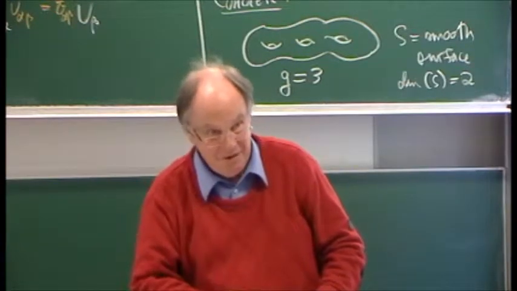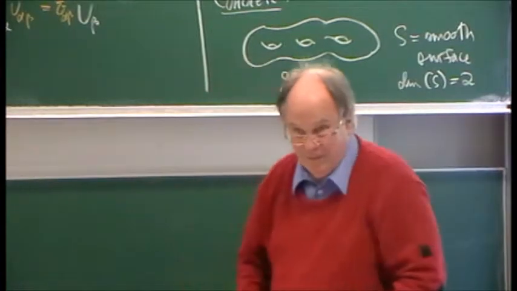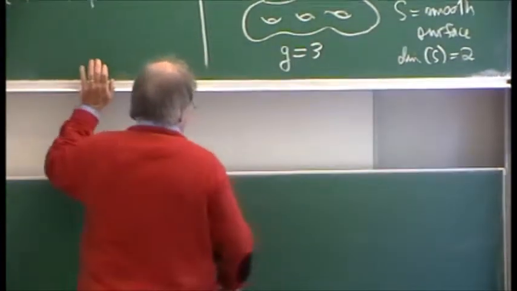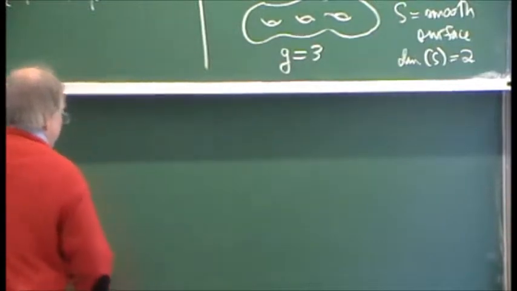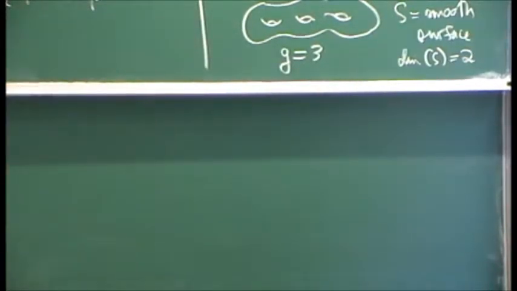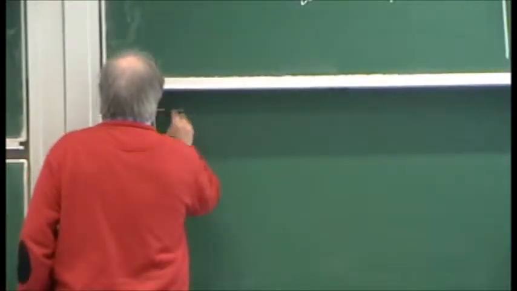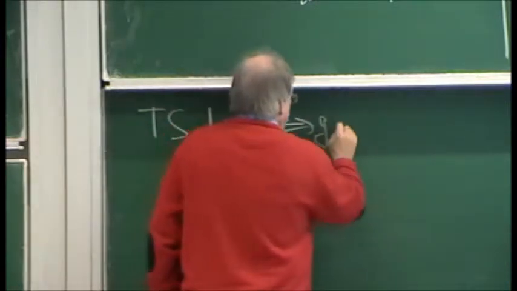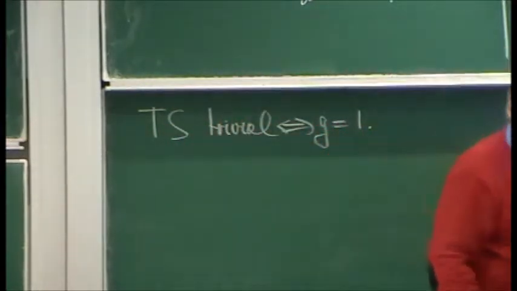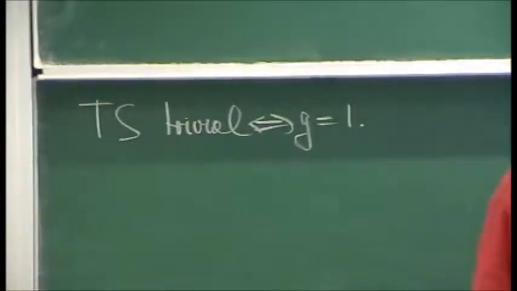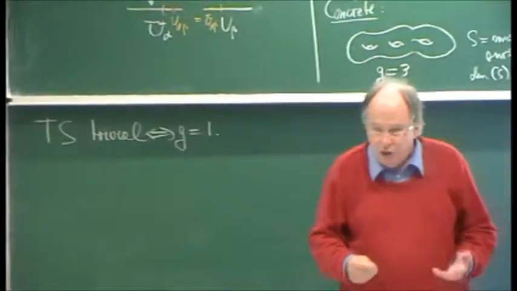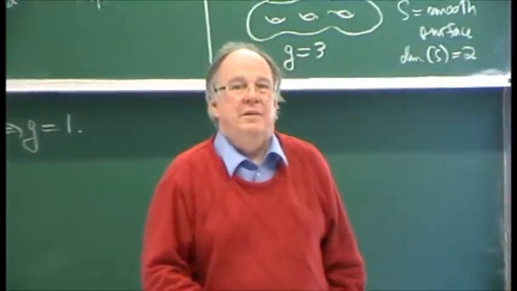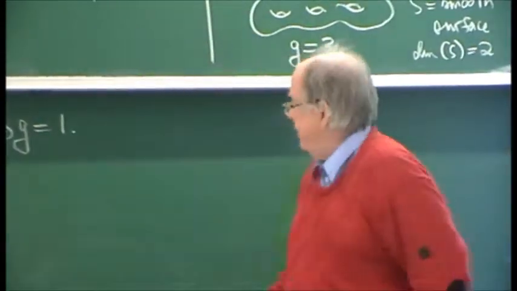That's really, really interesting. Now, just a little music, what we call in German Zukunftsmusik, music of the future: the tangent bundle is trivial if and only if g equals 1. For g equals 1, it's easy to see the tangent bundle is trivial. In fact, I gave you an exercise last time which more or less shows that. And I will talk about that today. g equals 1 is the case where this thing is a torus.